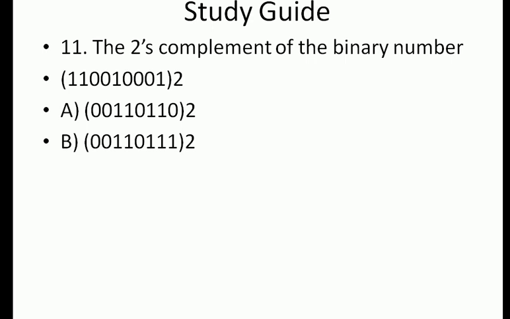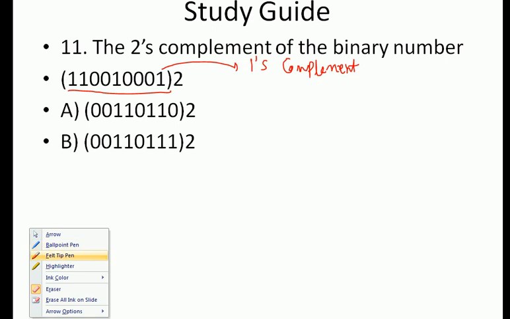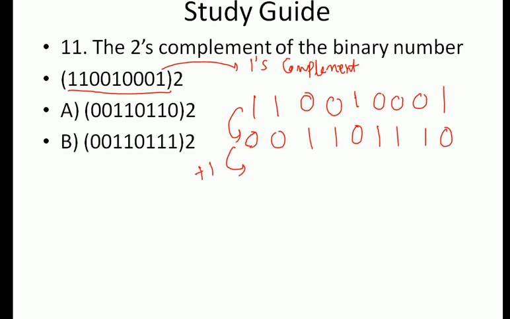The 2's complement of the binary number. This is the binary number given to me and I have to find the 2's complement. First we have to find the 1's complement. How can we find the 1's complement? I have to convert the 1's into zeros and zeros into 1's. Let us write the number first: 1 1 0 0 1 0 0 0 1. If I convert it, it will be 0 1 1 1 0 1 1 0 0. Already I have found the 1's complement. Next, I have to add 1 for the 2's complement.